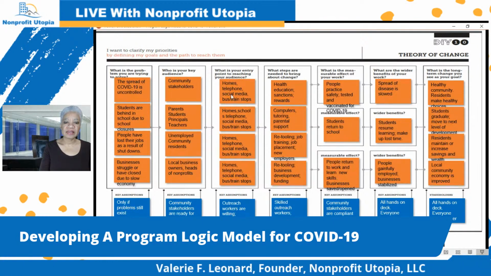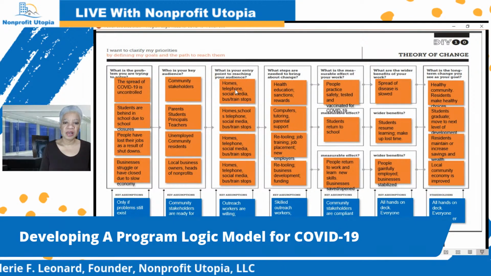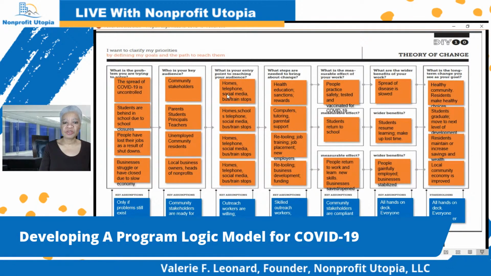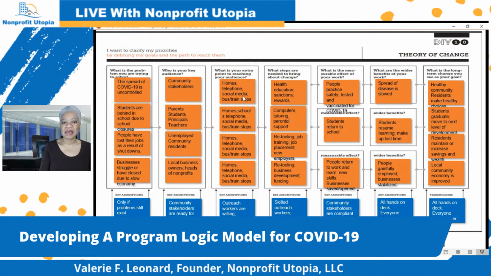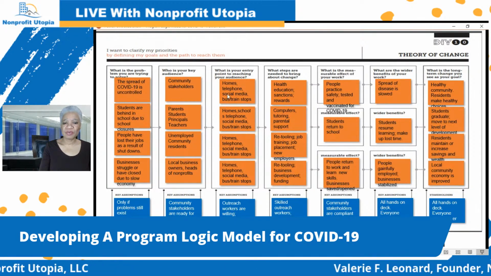All right. So this column asks, what is your entry point to reaching your audience? In some cases, it might be at the homes. There are some brave souls who are actually going door to door, doing wellness checks and making sure people have food and all that good stuff. So it could be homes, it could be telephones. You can contact people through social media, bus and train stops.